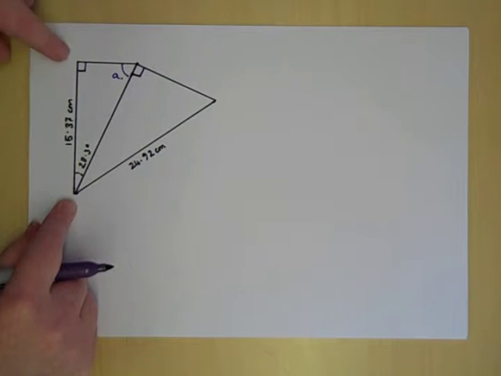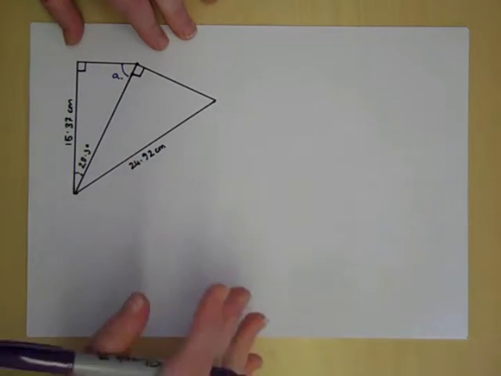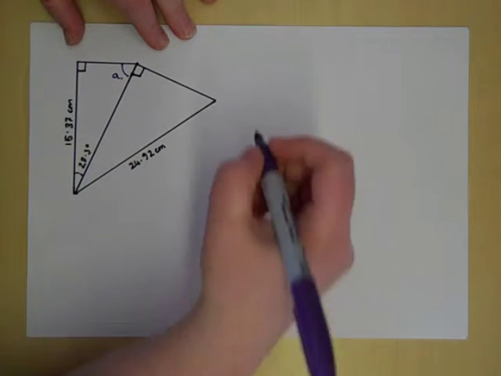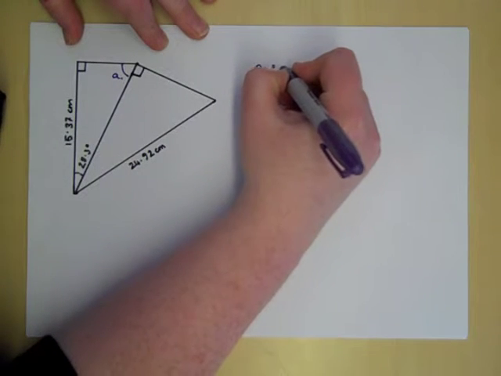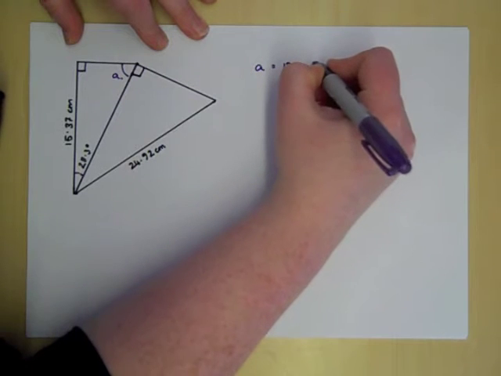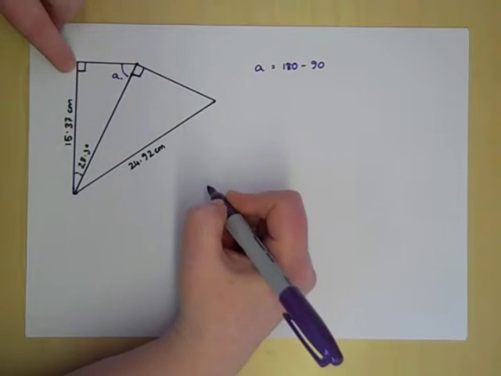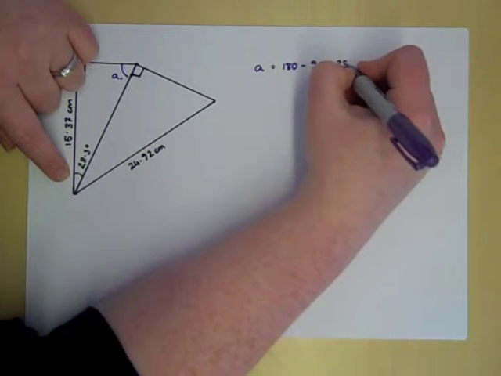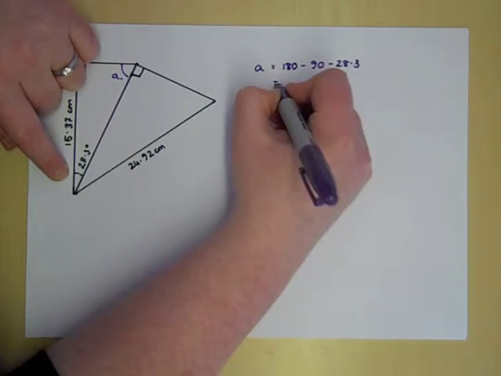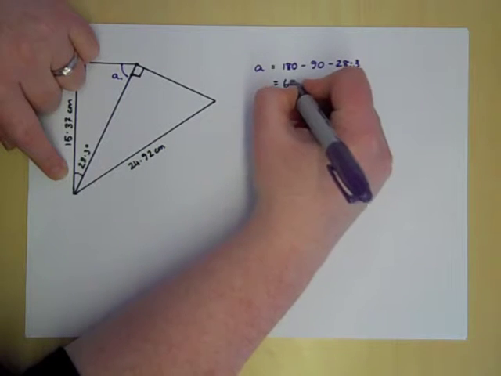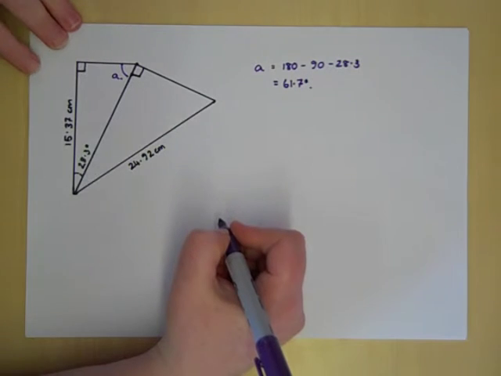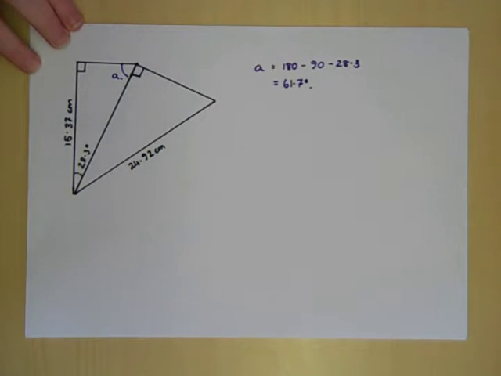I have two angles, and I don't know a third, and I know the total number of degrees in a triangle is 180. So A is equal to 180 minus 90, which is this right angle here, minus 28.3. So A is equal to 61.7 degrees.